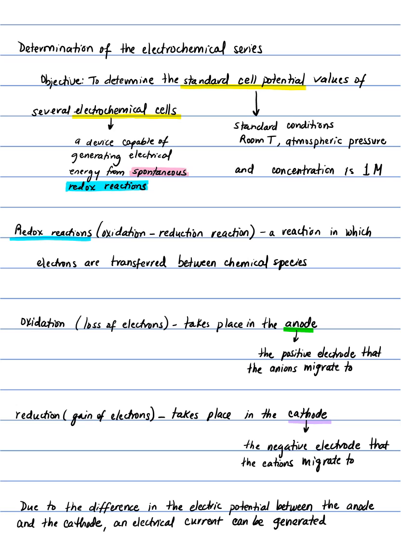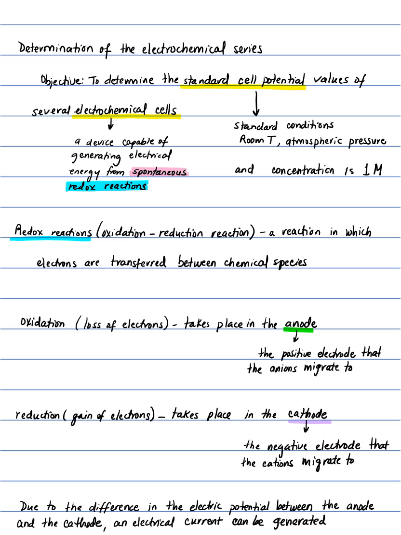The standard cell potential is a measurement in voltage, that's the unit, and it's a standard measurement because we're taking those measurements under specific conditions. Those conditions are considered standard conditions: 298 kelvins, which is about room temperature, atmospheric pressure, and if you're using concentrations, which we're going to be using solutions, the solutions that we're using have a concentration equal to 1 molar.